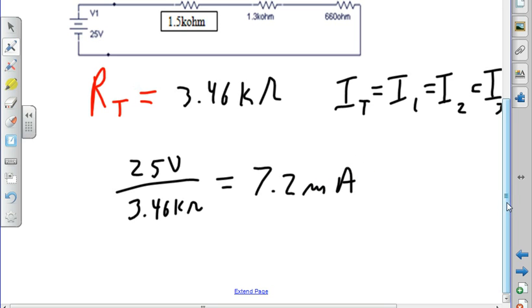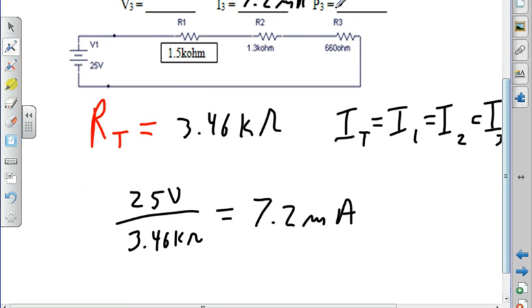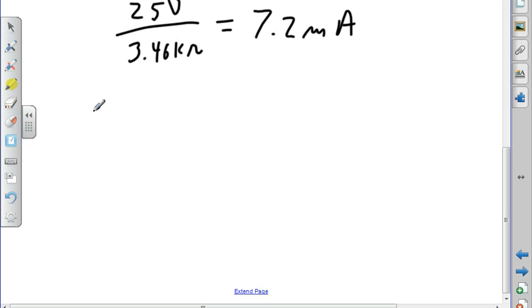7.2 milliamps. So I come up here and write 7.2 milliamps. All right, now I've got 1/3 of it right already. So that's pretty cool. Then I'm going to say, well, was V equal to IR earlier in the game? Yes. It's still equal to IR now, even though I can't spell IR.